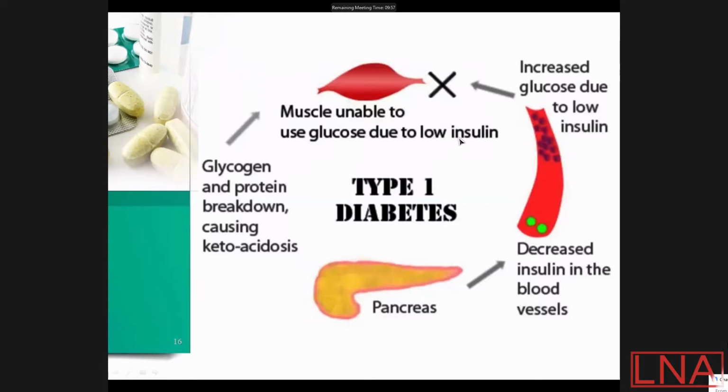What happens if there is type 1 diabetes and there is not enough insulin production? First of all, the amount of insulin decreased in the blood. After that, the glucose level will increase, because it could otherwise be decreased by insulin. And if there is increased glucose level, muscles like insulin-dependent tissue couldn't use this glucose because there is not enough insulin, and glycogen and protein breakdown cause ketoacidosis and other damage of tissues.